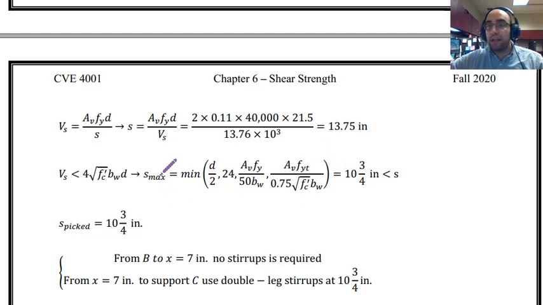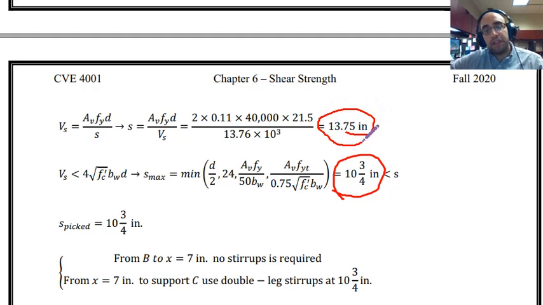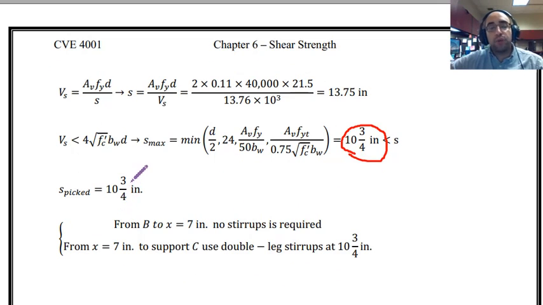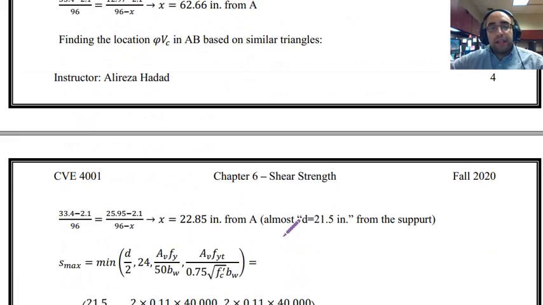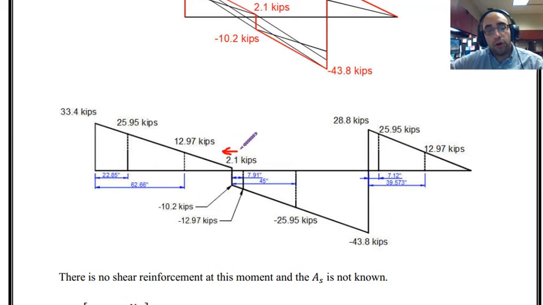These are the same values that we calculated before, and the result of these terms was equal to 10 3/4 of an inch. The S that we could calculate based on this equation is greater than this, which is not good. So I have to take the maximum spacing limit and use that as my design for stirrups. It means that from this point to this point, I don't need any stirrups. And then from this point to this point, I have to provide the minimum stirrups, which means number 3 double leg bars at 10.75 or 10 3/4 of an inch as the spacing, right?